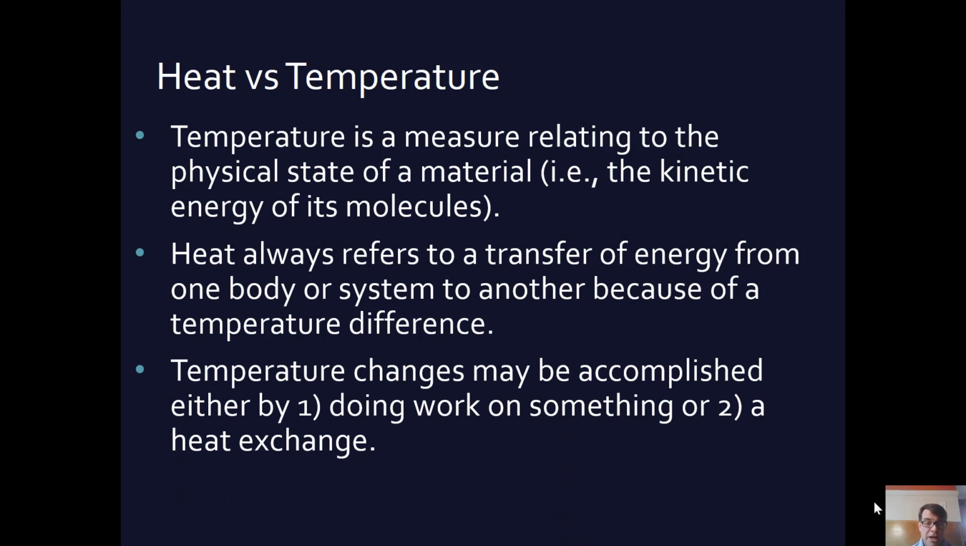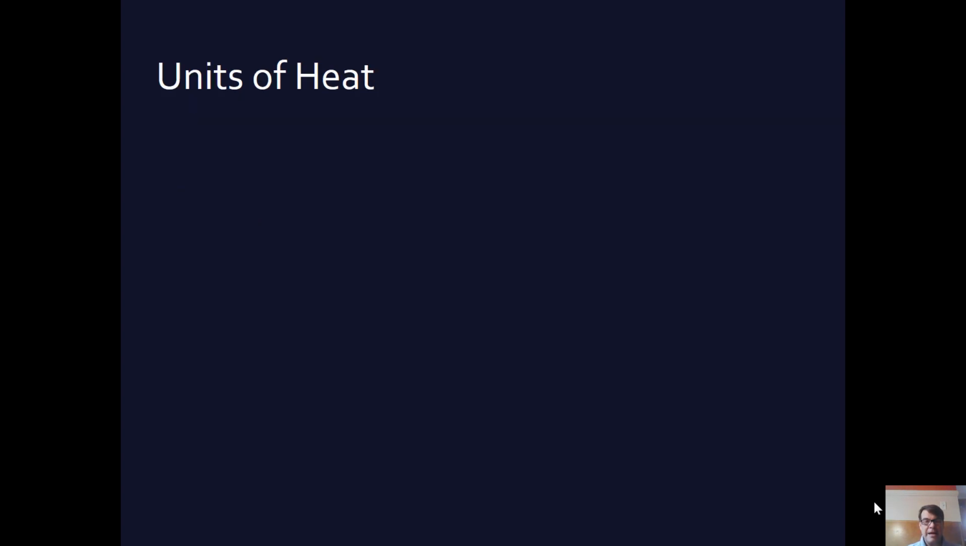Now, how do you change temperature? Well, you can change temperature by a heat exchange, like by holding this. This will become hotter. You can also change the temperature by doing work on something. So let's say that I want to dissolve sugar in some tea, and I stir and I stir and I stir. As I stir, that tea is going to get a little bit hotter. Probably not a lot, but a little bit, because I'm doing work on it. So there are two ways to change the temperature of something. You can do work on it, or you can have a heat exchange. So that's the difference between heat and temperature.